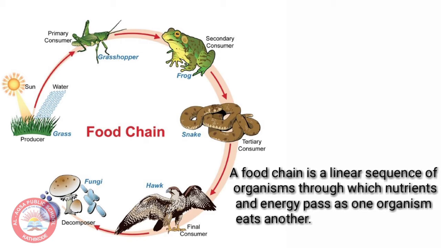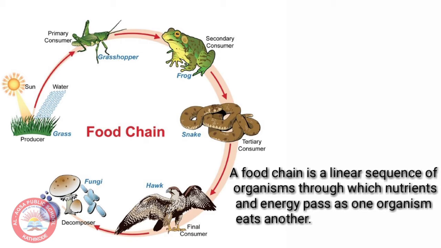So, first, let's start with a food chain. You might be already knowing what is a food chain. It is a linear sequence of organisms through which nutrients and energy pass as one organism eats another. This picture will give you a clear idea about what a food chain is.